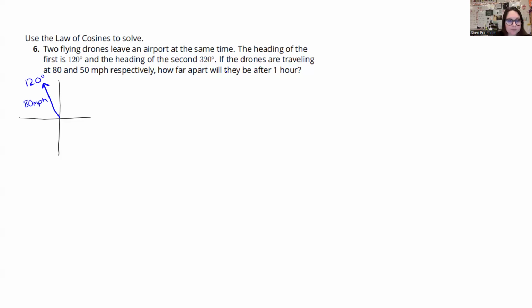Fourth quadrant, and we're going at 320 degrees at 50 miles per hour. What shape did I say that all these problems are going to create? A triangle. Okay. So I'm going to have a triangle. It's going to have something similar to that.